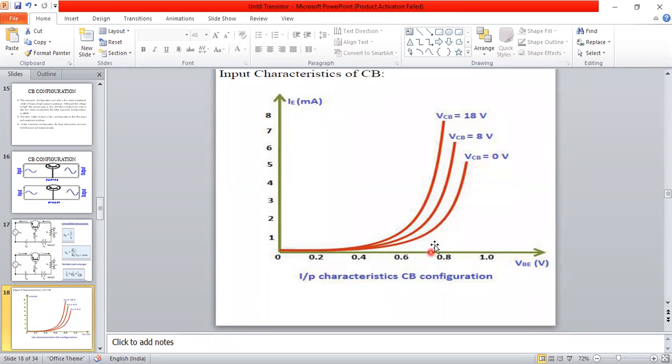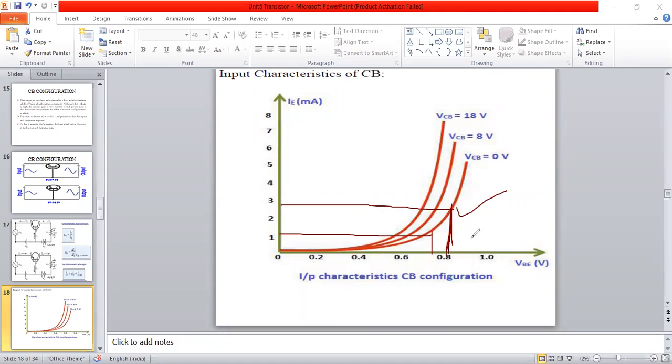Once the conduction starts, for a small change, observe here. I will take one mark here, from this point to this point. Only a 0.01 difference is there, and at this point the current is 1. For the 0.01 change, it suddenly increases to nearer 3. For a small change in voltage, a large current is varying here.